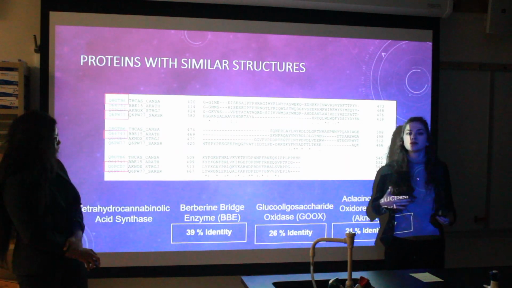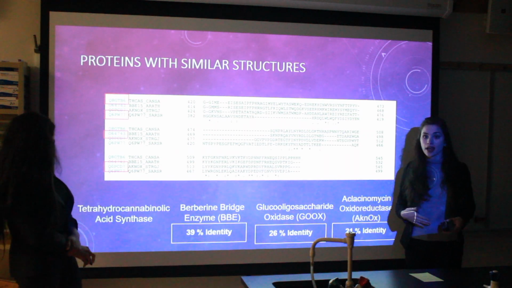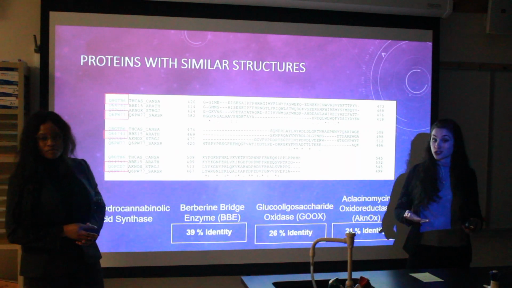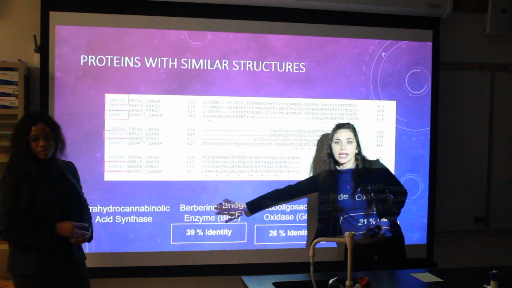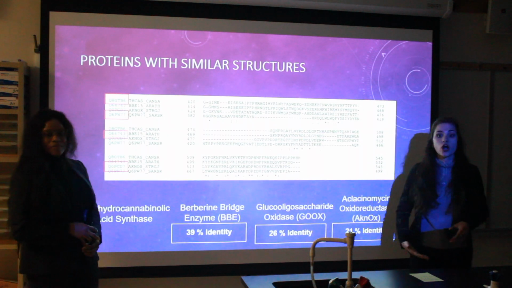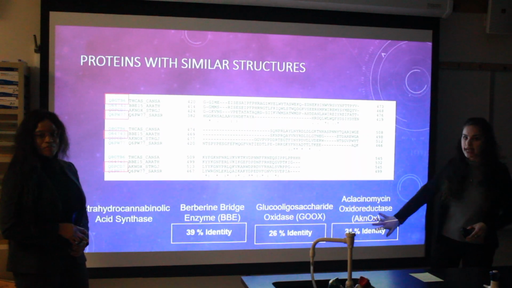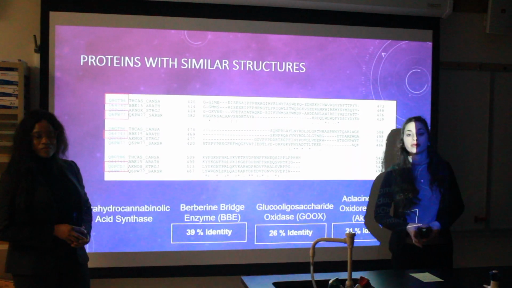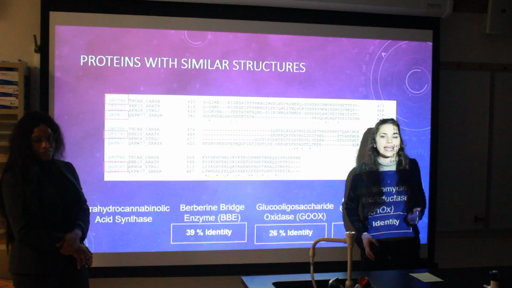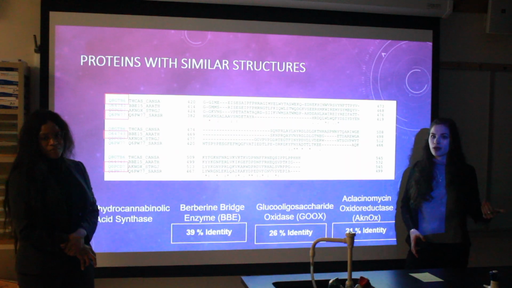We were able to measure the similarity of the enzyme molecules by measuring the average distance between the atoms. In this case, the smaller the RMSD, the more similar the structures are. Now, BBE had an RMSD of 1.7 angstroms, GOOX had an RMSD of 2.6 angstroms, and AKNOX had an RMSD of 3.3 angstroms.